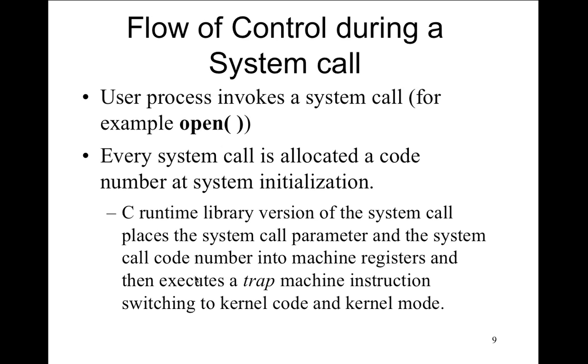So we have a C routine library version of a system call, which places the system call parameter and the system call code number into a machine register, and then it executes what's called a trap. A trap is a software level interrupt, and a trap is a machine instruction switching from user mode to kernel mode. So it's telling the kernel to go do something, which is the form of communication from the user mode to the kernel level. And then from kernel code to kernel mode, the kernel code itself initiates the trap, and it switches the execution to the kernel mode.